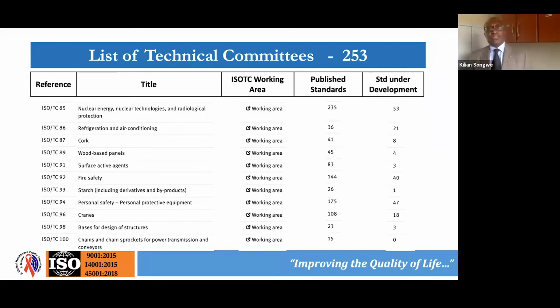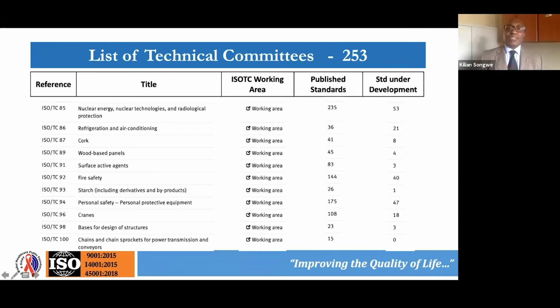So this is just a very small section, as is mentioned here. The technical committees, there are 253 technical committees for the ISO, for the International Organization for Standardization. And what I did here is I just took randomly, I just selected a few, just so that we could actually see what is going on here. So there is the ISO Technical Committee 86, which basically works on refrigeration and air conditioning. They've published 36 that are under development at the moment.